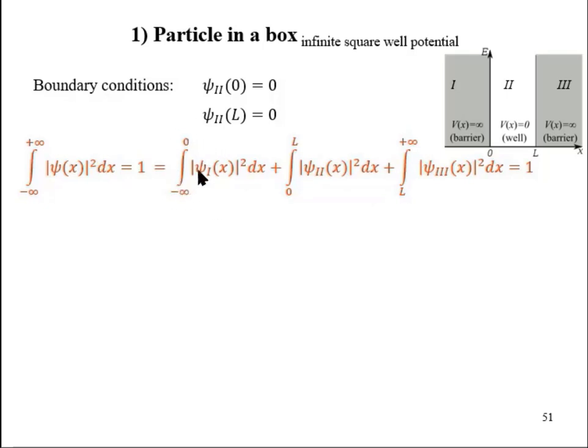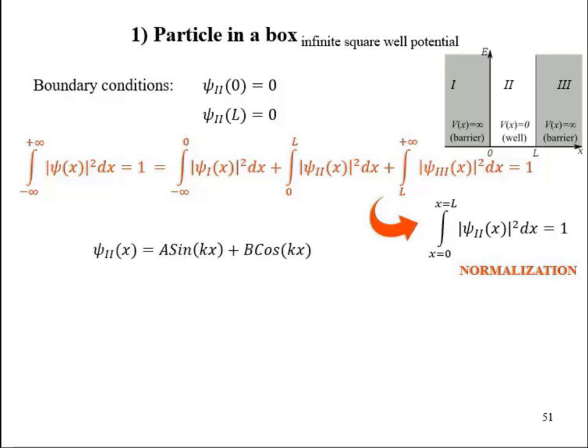Since this region is the region of psi 1 and this region is the region of psi 3, which vanish, and only the region 0 to L where the wave function is psi 2 exists, this normalization condition reduces to this. Let us apply these conditions one by one on this wave function.